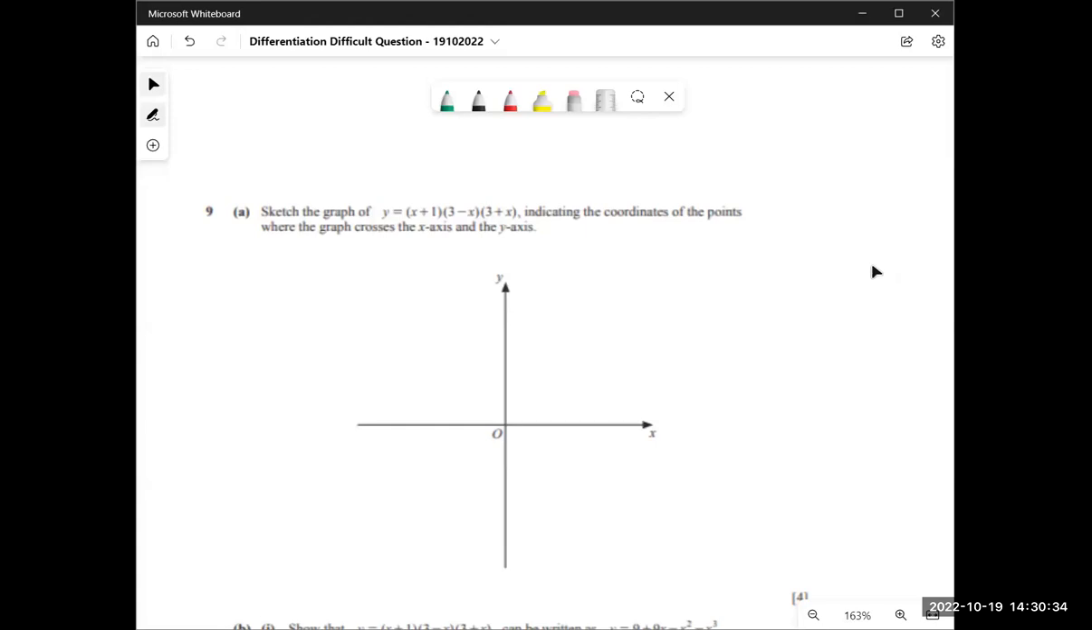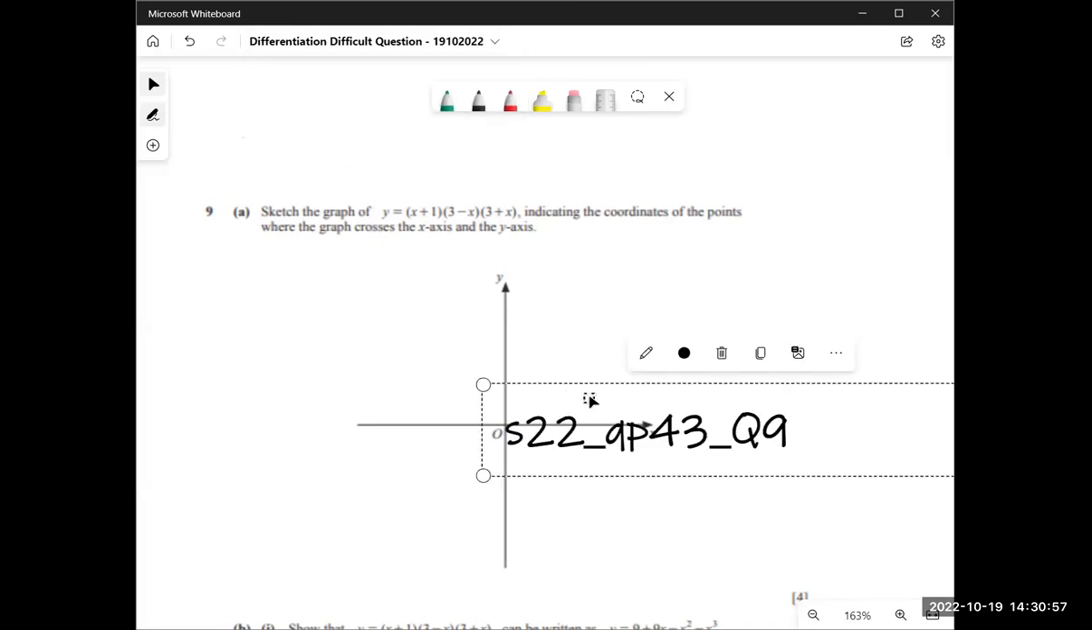We're studying IGCSE maths and we're looking at a difficult question, which was in May/June 2022, QP 43, question number 9. This one.